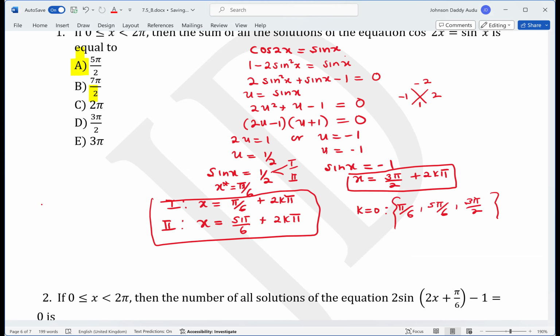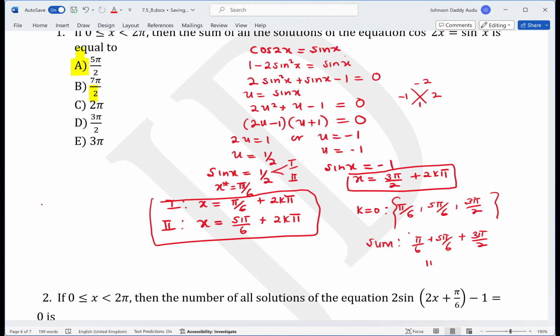And now what is the sum of this? The sum is pi over 6 plus 5 pi over 6, which is already pi. And plus what? 3 pi over 2, right? So this and this is just pi. So you have pi plus, or we can make everything the same.